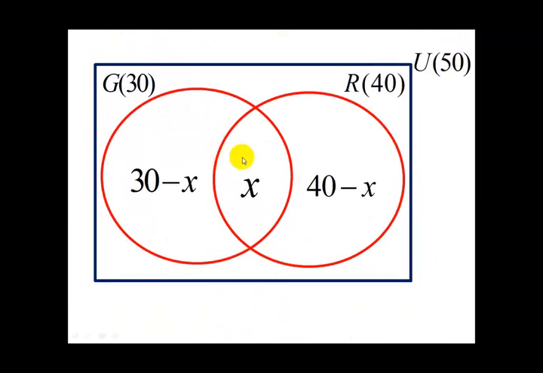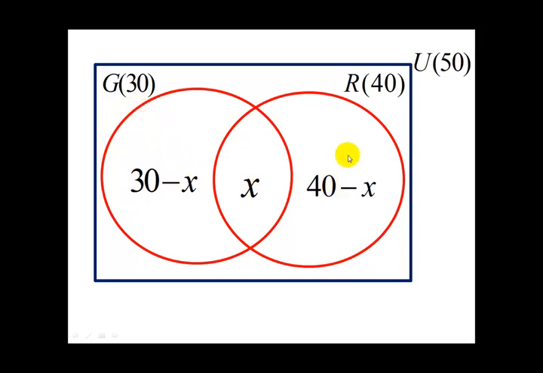Now let's go to the Venn diagram. The number of traders who sell gari equals 30, and the number of traders who sell rice equals 40. The number of traders who sell both gari and rice is represented by X. If you want to know the number of traders who sell only gari, you have to subtract X from 30, and that is how we have 30 minus X. So 30 minus X is the number of traders who sell only gari.